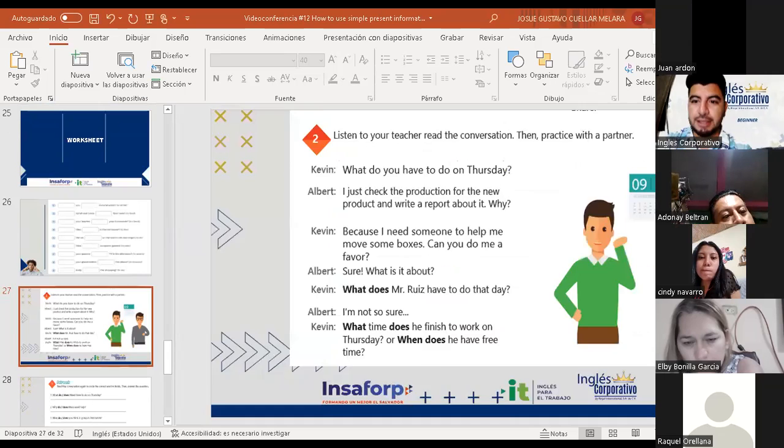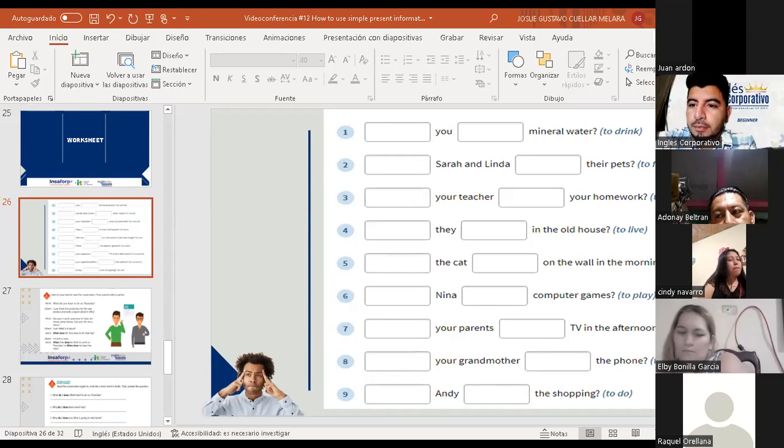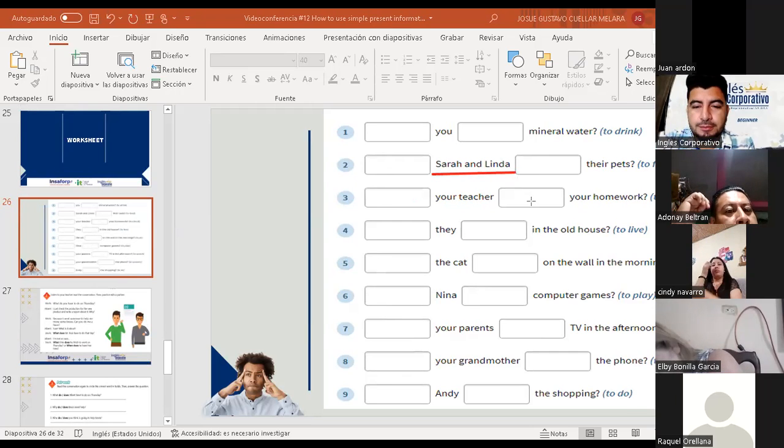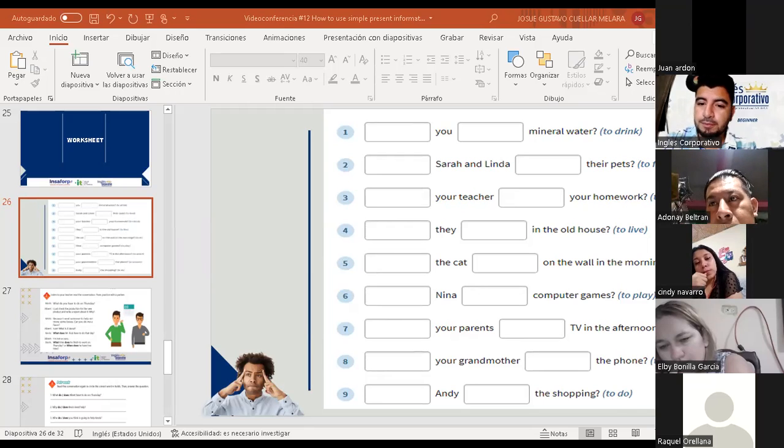Una pregunta, teacher. Yes, Gilberto, tell me. Cuando hablamos en una oración de dos personas, por ejemplo, Sara y Linda, yes, do. Porque al hablar de ellas, utilizamos el pronombre they, ellas. Pero si hablamos solo de una persona, entonces vamos a utilizar el does. Por ejemplo, aquí en Nina, en Andy, utilizamos el does. ¿Ok?